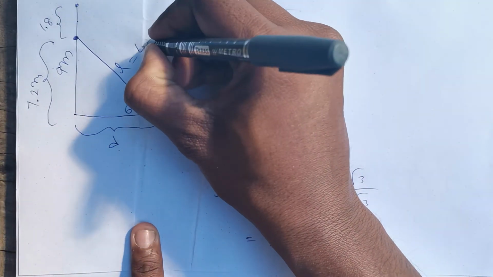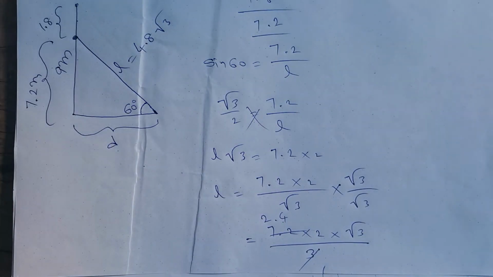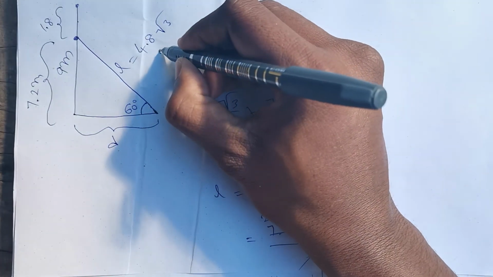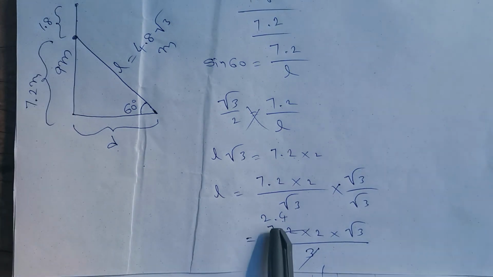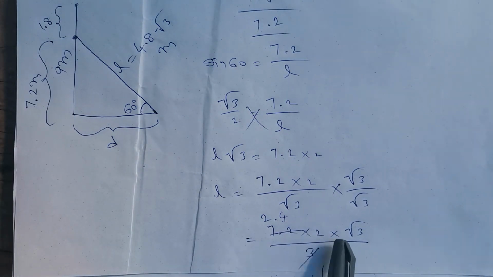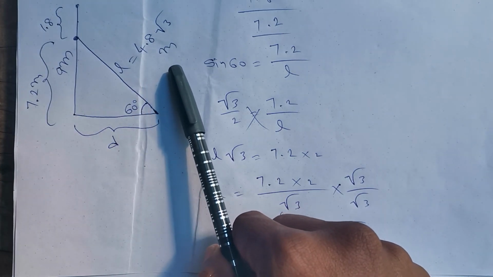So the ladder length is 4.8 root 3. All the measurements are in meters, so this is also meters. 2.4 into 2, 4.8. 4.8 into root 3. So the length of the ladder is 4.8 root 3 meters.